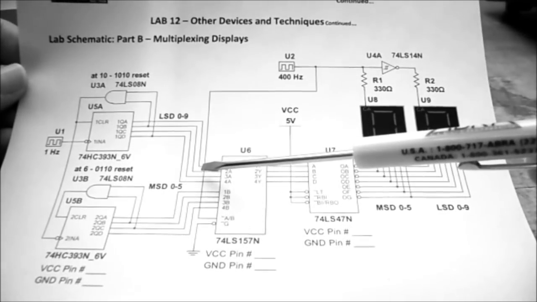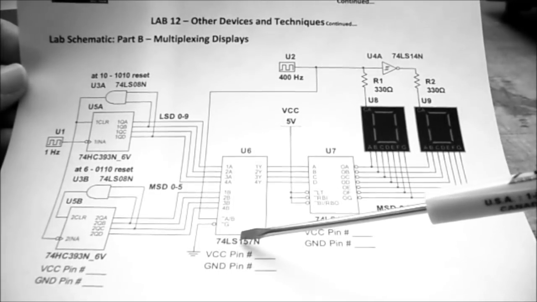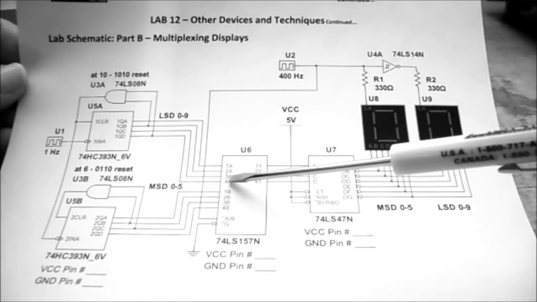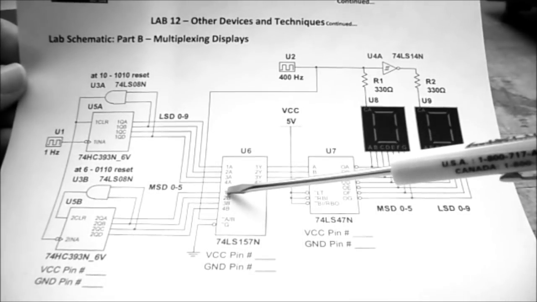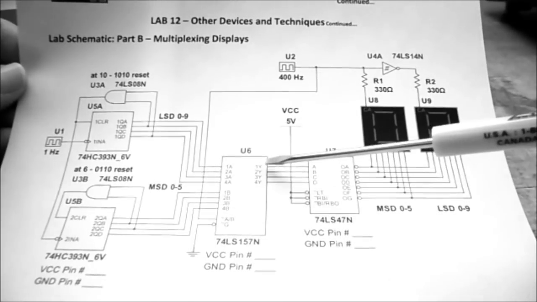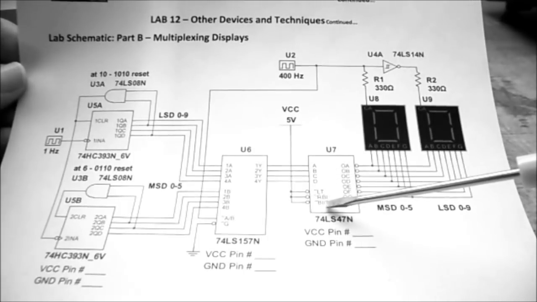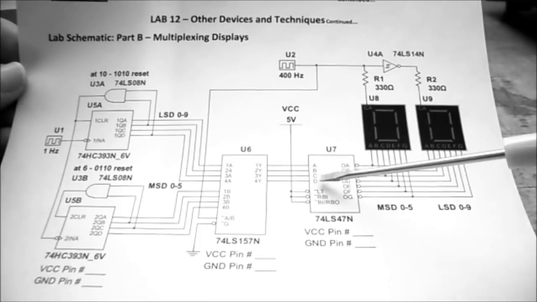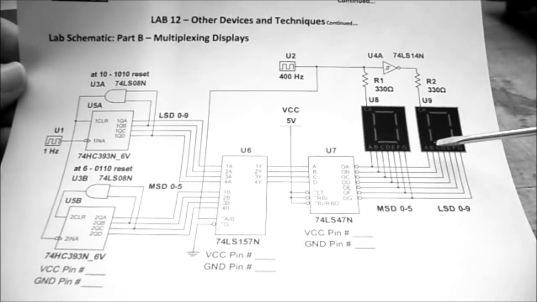The outputs from the counter are going to go through a 157, which is a multiplexer. So we're going to select between the A inputs coming out on our outputs or the B inputs coming out on our outputs. It's going to go to a single 7447, and that looks like it's some kind of BCD to 7-segment display decoder, and that's going to come out and go to both 7-segment displays.